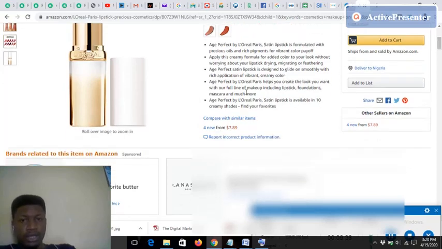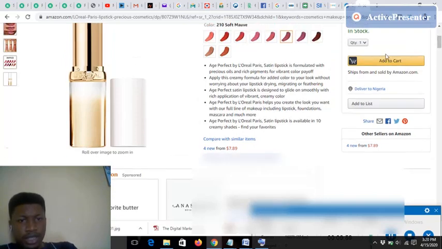Now this is just a little Age Perfect by L'Oréal Paris satin lipstick. Okay, satin lipstick is formulated with precious oils and rich pigments for vibrant color payoff.